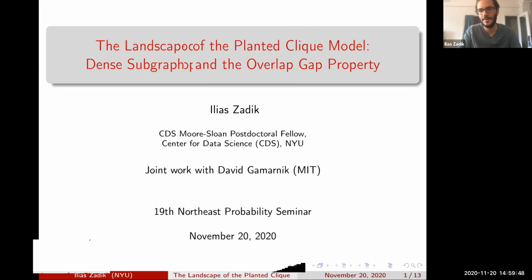Okay, hello everyone. Yeah, I will talk about the Planted Clique Model. So this will be a story that is a little bit conceptually, if you want, similar with both the first and the third talk that we had in this section. So I hope you will enjoy it. It will be a little bit more towards the algorithmic side of things. So hopefully you will find this enjoyable as well.